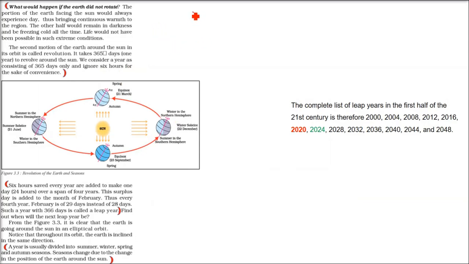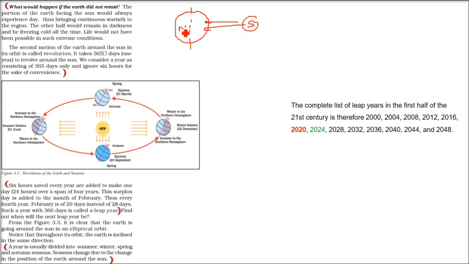Now there is a question. What would happen if the earth is not rotating? It is just fixed, and it is revolving around the sun. What will happen? Only one part is facing the sunlight. So the back part will always be having night. It will always be in dark.